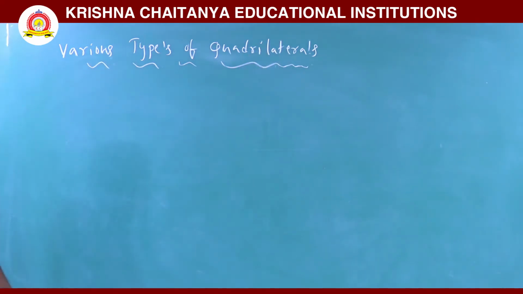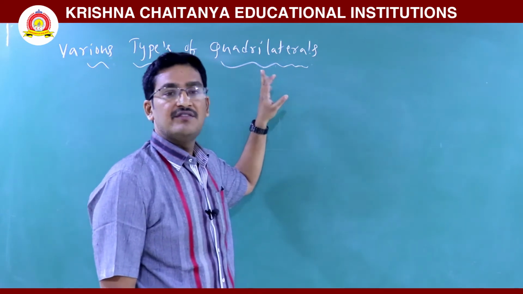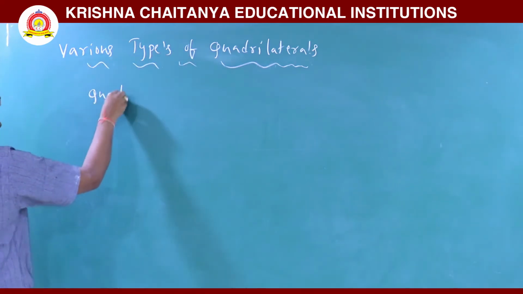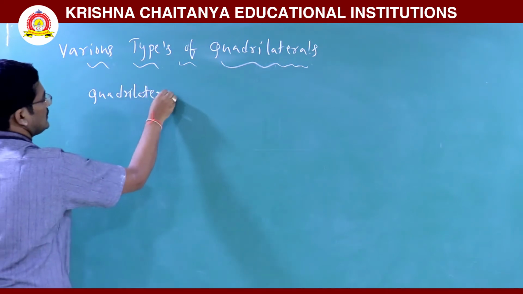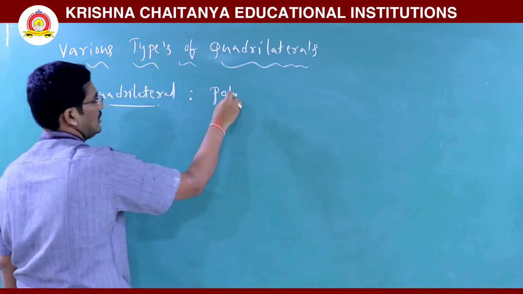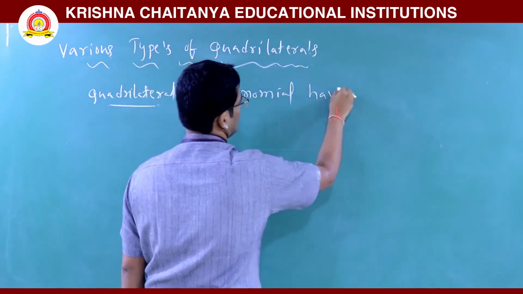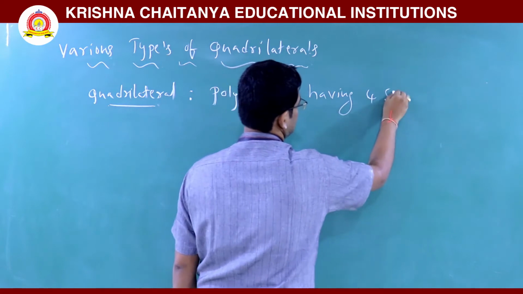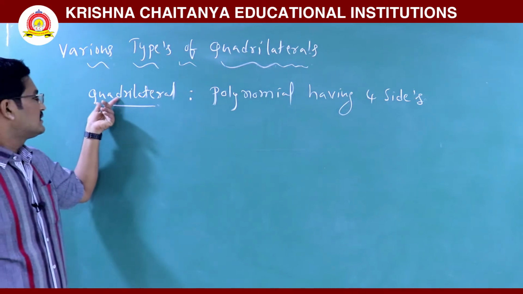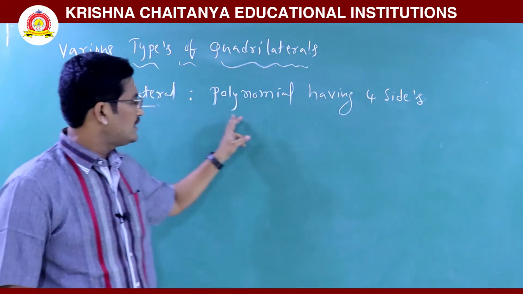Okay. So we have to divide this quadrilateral. What is the meaning of quadrilateral? This is a polygon having four sides. Quadrilateral is a polygon having four sides. This is called quadrilateral. Okay, quad means four, lateral means sides. Quadrilateral is a polygon having four sides.